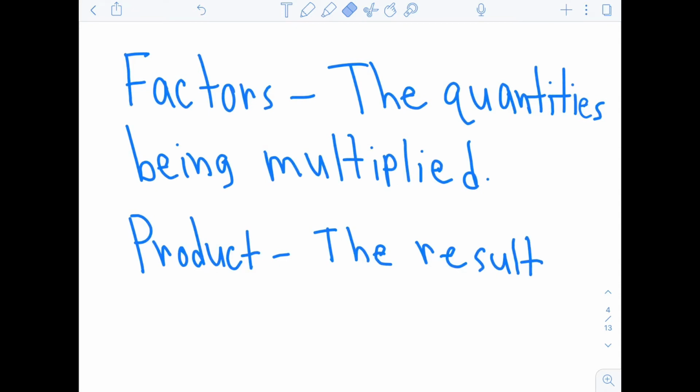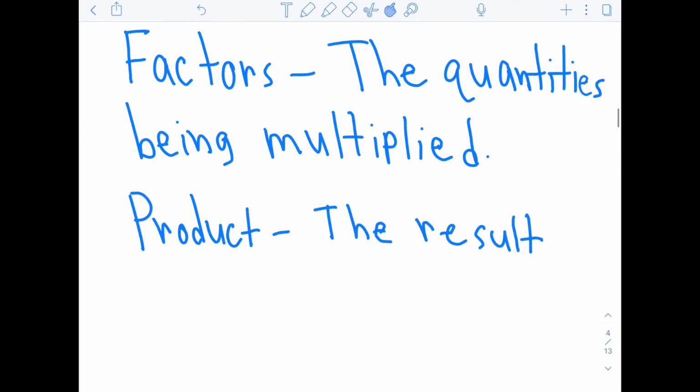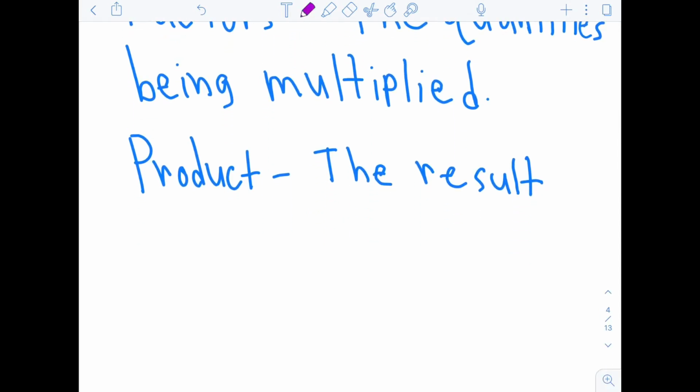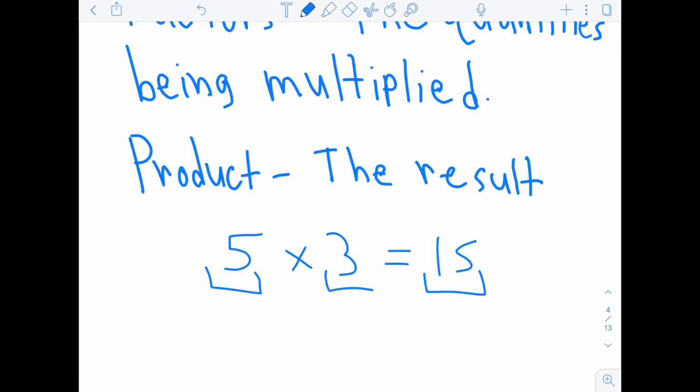Which brings us into factors. So factors are just, in a multiplication expression, the quantities being multiplied. And the result of those two things being multiplied is called the product. So for example, the factors of 15 are 5 and 3, because 5 times 3 is 15. And the product is 15, because that's the result. And these are, like I said, the factors because they're the quantities being multiplied.